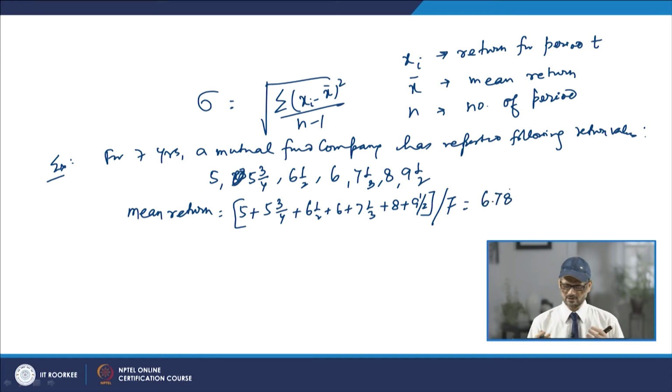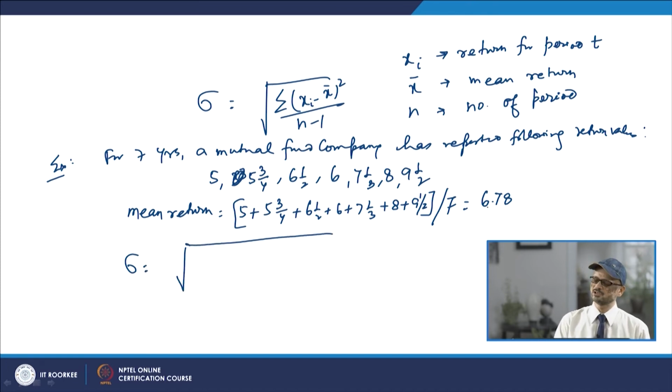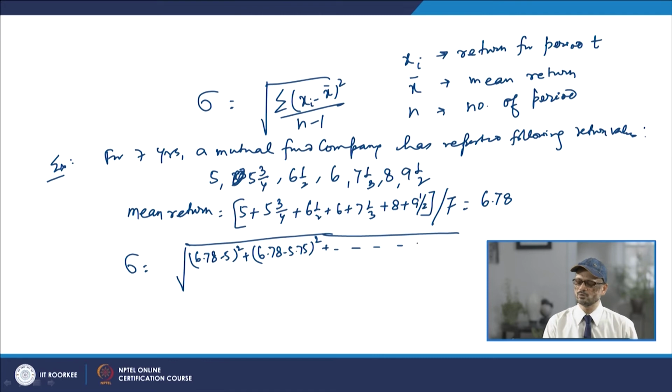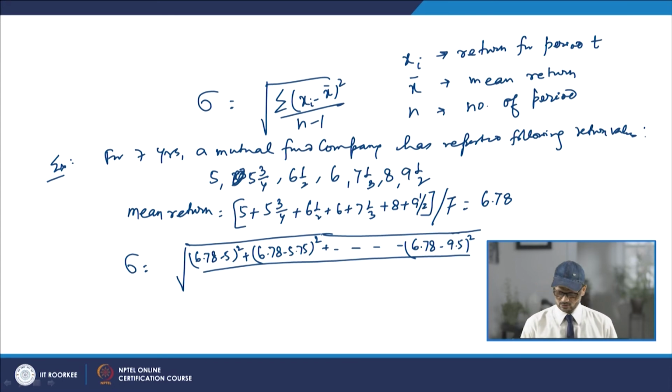Then you find the summation. Sigma will be the square root of the sum of 6.78 minus 5 squared, plus 6.78 minus 5.75 squared, and so on, until lastly 6.78 minus 9.5 squared. So we take the difference and its square, and then divide by n minus 1. You have n entries, that is 7, so you are going to divide it by 6.